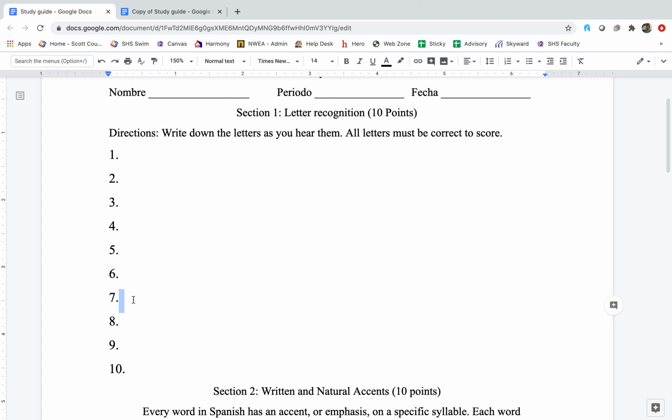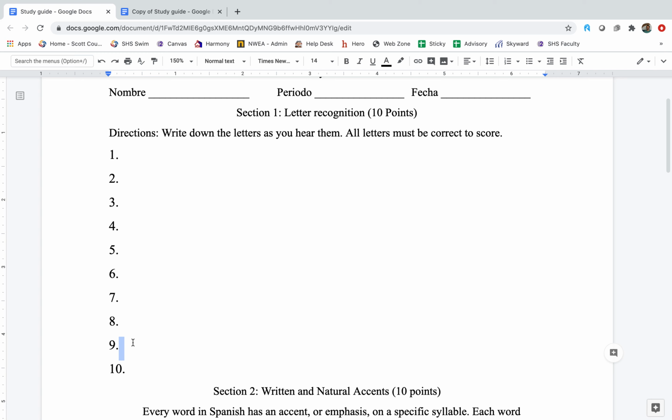Number 7, L, I, M, B, O. Again, number 7 is L, I, M, B, O. Number 8, Z, A, N, A, H, O, R, I, A. Again, number 8 is Z, A, N, A, H, O, R, I, A.